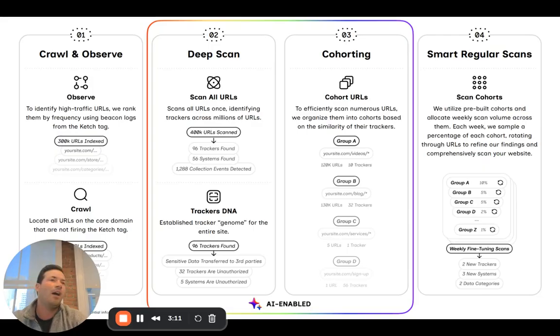Some vendors will say, you have a max of 10,000. 10,000 is probably enough if you pick the right set. But if you have no clue what the right set is, 10,000 is woefully insufficient. And that's kind of why we do this cohorting thing.